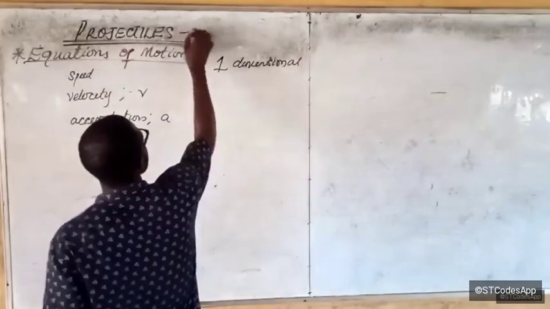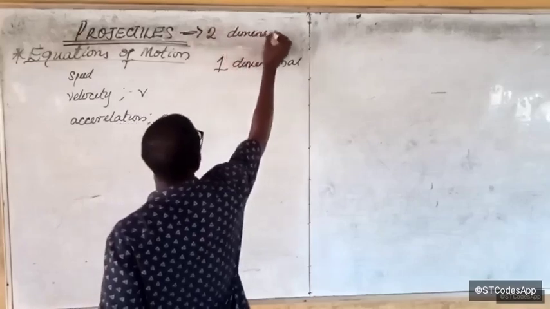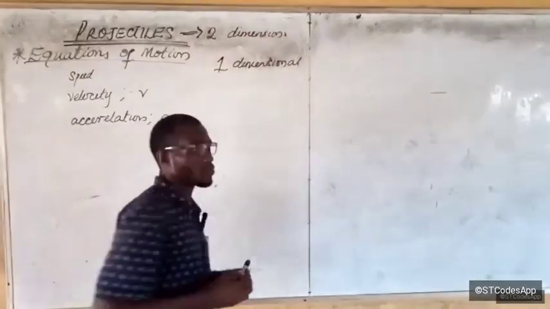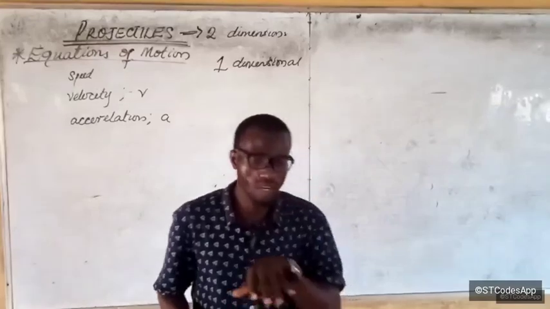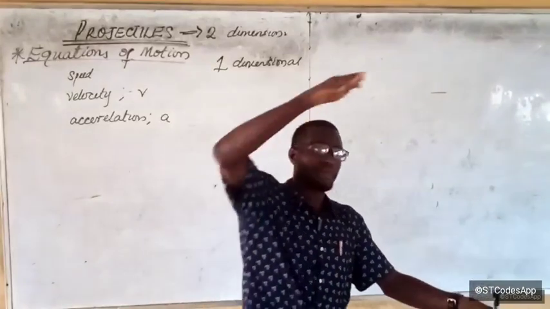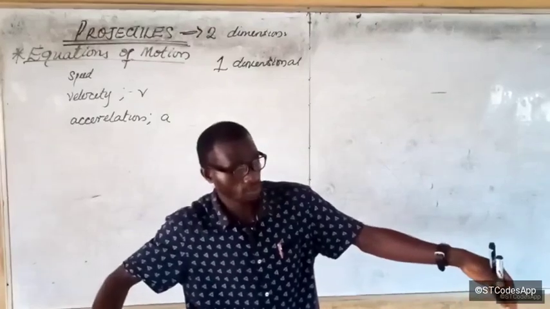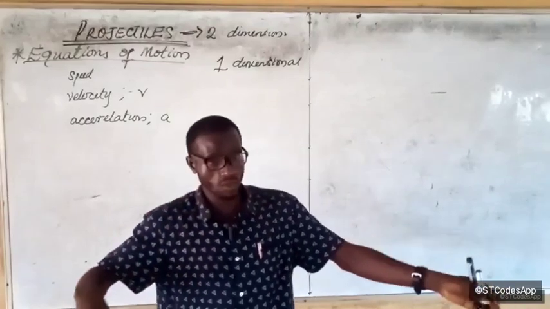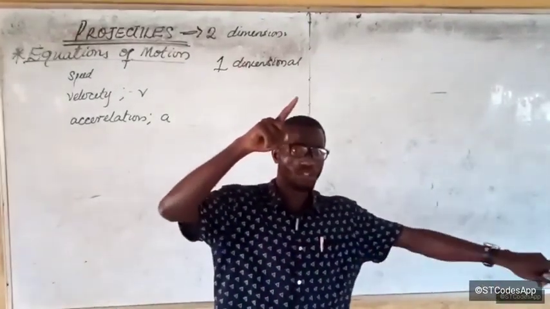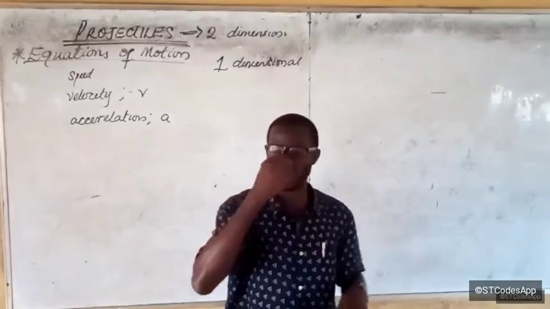Projectiles move in two dimensions. So the projectile motion is two-dimensional. Why? Because the body is going to observe both a translational motion and what? An upward motion. It's going to observe translation in both axes. So it's going to observe an upward movement and a horizontal movement. Is that okay? So a vertical and horizontal movement. That is why we say it is two-dimensional.